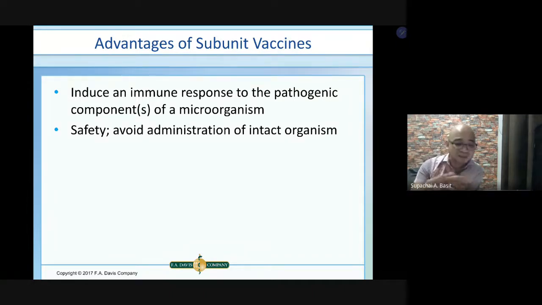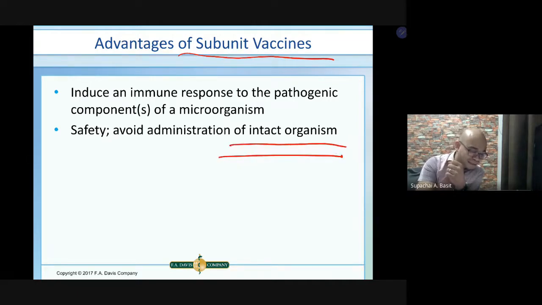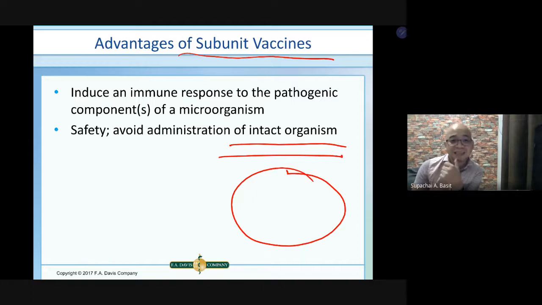Yung Novavax, hindi nakarating sa Pilipinas yung Novavax eh. Novavax will only use a certain type of protein. Okay, yung Pfizer and Moderna will only use mRNA. So indeed, talagang subunit talaga sila. So they can induce an immune response to the pathogenic component of the organism. Safe, and we avoid administration of intact organisms. Kasi pag sinabing intact organisms, you give the entire virus, katulad ng ginagawa ng Sinovac.